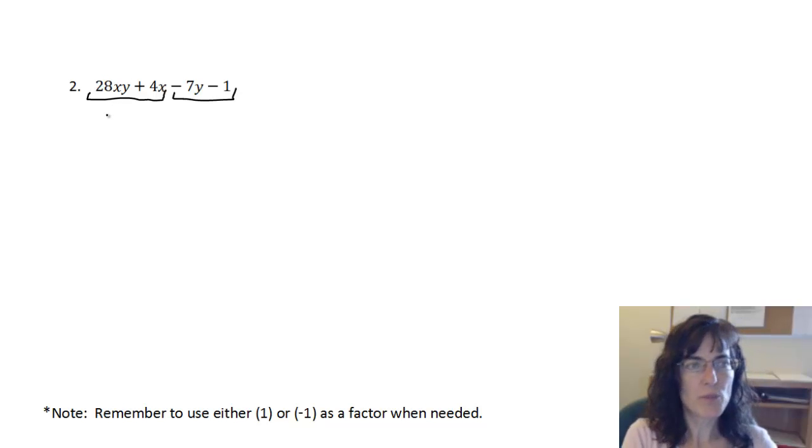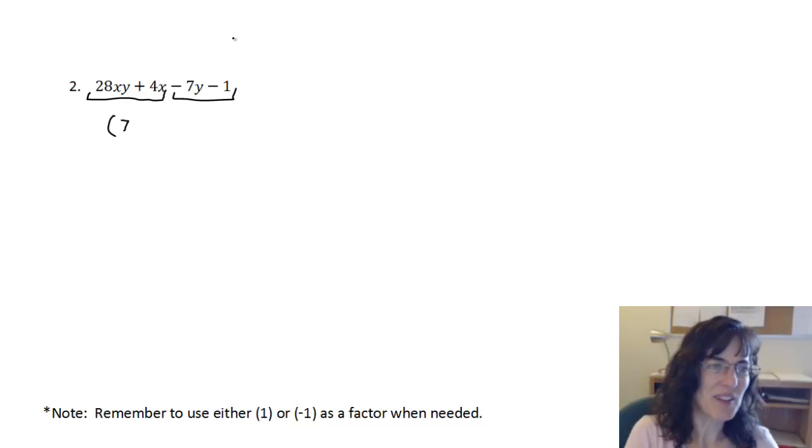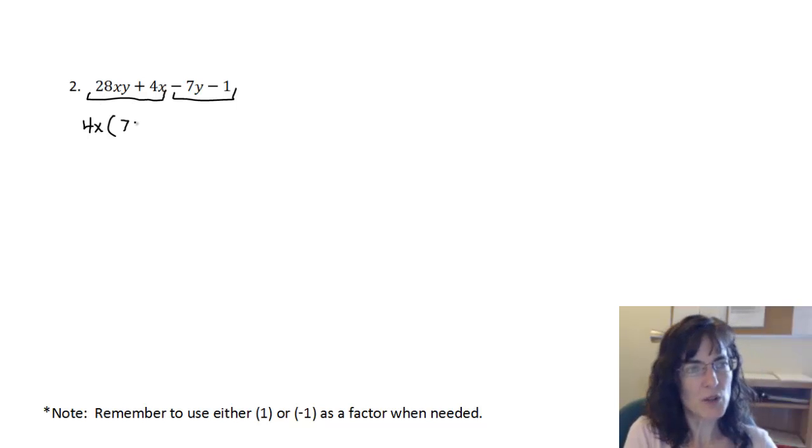And for the first pair, the greatest common factor, I think 4 will work, because 4 times 7 will give me 28. And it looks like I also have an x, because there's an x on both terms there. So 4x times the quantity, so far I know 7. Let me write that one more time. 4x times the quantity, and I have 7y, it looks like. So 4 times 7 is 28, xy, there's my xy.